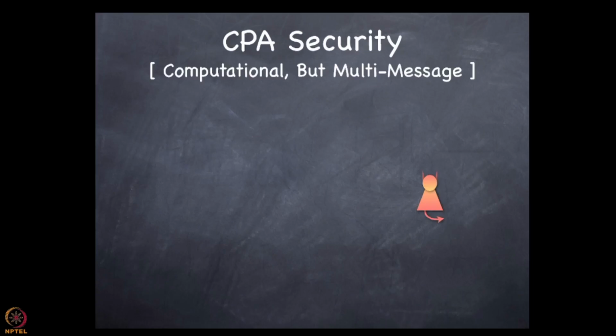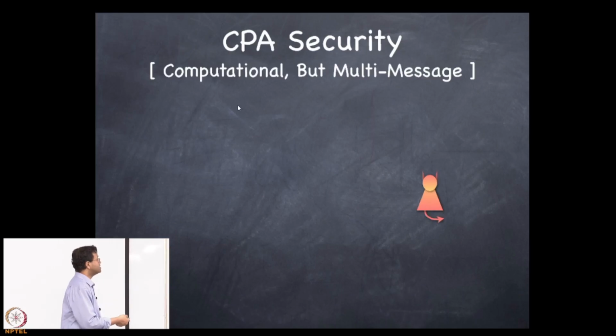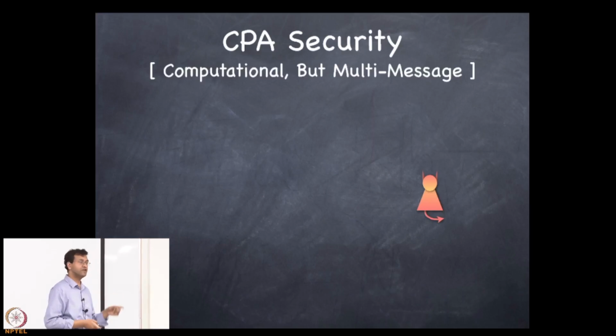Now we want to upgrade from this definition, or actually downgrade from this definition by going down to computational secrecy instead of perfect secrecy, but upgrade by requiring security against multiple encryptions. The previous one only allowed the adversary to get one ciphertext. Now we are going to allow the adversary to get multiple ciphertexts.